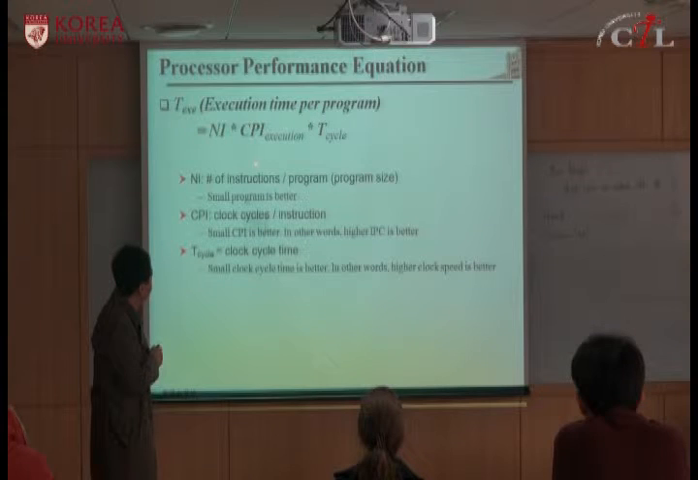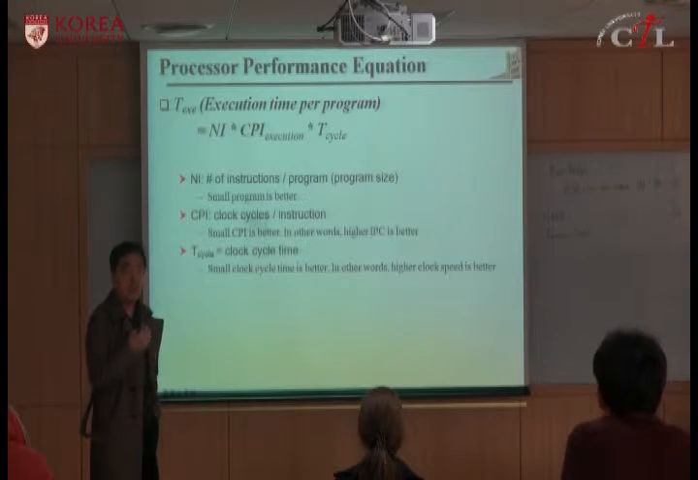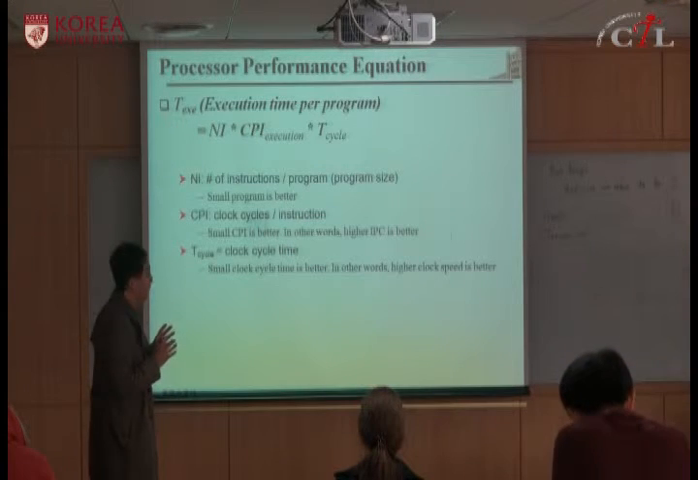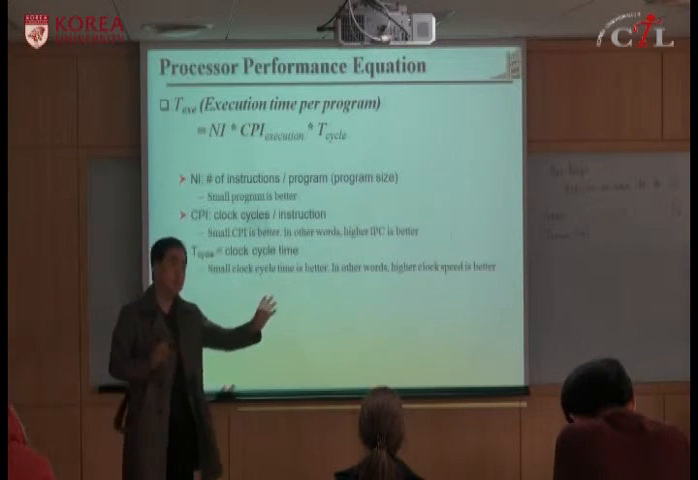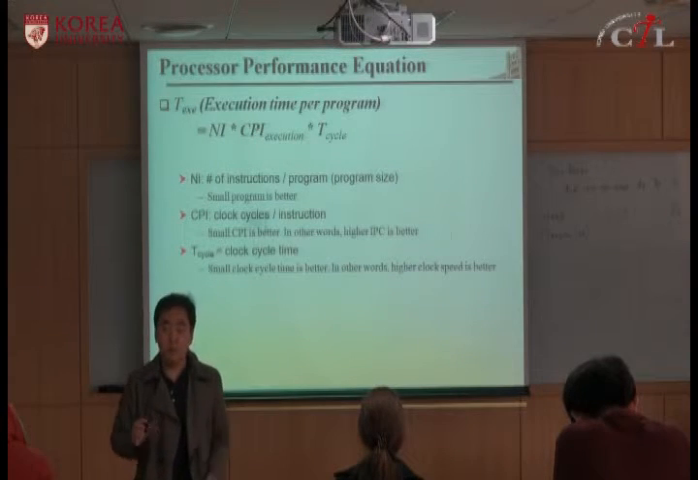Inversely, you have to increase IPC. IPC is the inverse of CPI: how many instructions per cycle you can complete. Or you have to decrease your clock cycle time, or increase your clock speed. So for processor performance, you have to look at three components: program size, IPC, and clock speed.